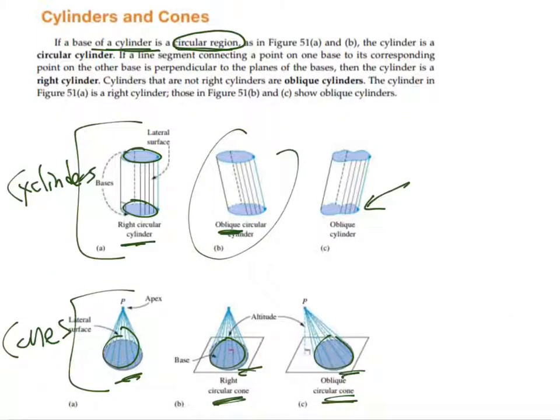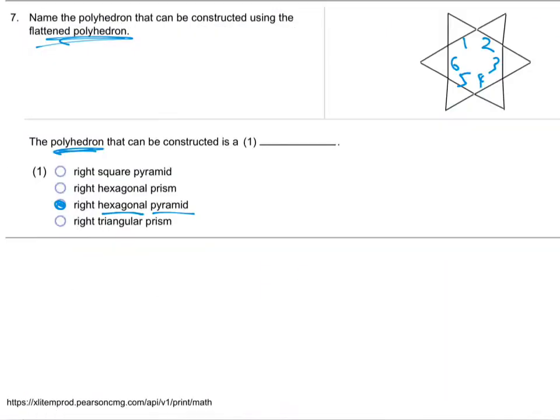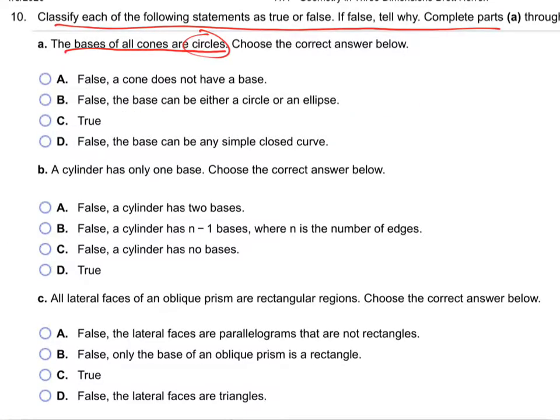So back to cones. Here's cones. And even look at the base here. See how that base right there? That's not a circle. It's a circular region, but it's not necessarily a perfect circle. Even that doesn't really look like a perfect circle. It doesn't have to be a perfect circle. It just has to be a circular region to be the bottom of a cone or a cylinder. So we'll say false. The base can be any simple closed curve.